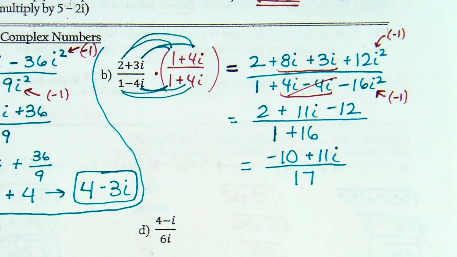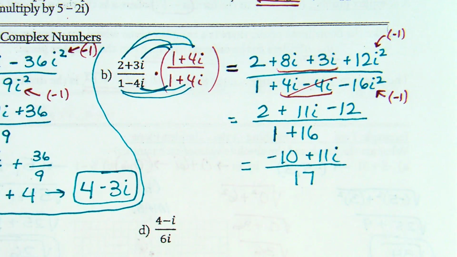Am I done? Yeah, you can't go any further. Okay, so noticing, does 17 go into 10 or 11? No. Does not. However, am I in A plus BI form? Well, I did 11i minus 10. I mean, you are, but divided by a number. Okay, so here's the deal. We need to split this so it's 2 pieces. So we have just an A piece and just a BI piece. What's that 17 go with? The 10 and the 11.